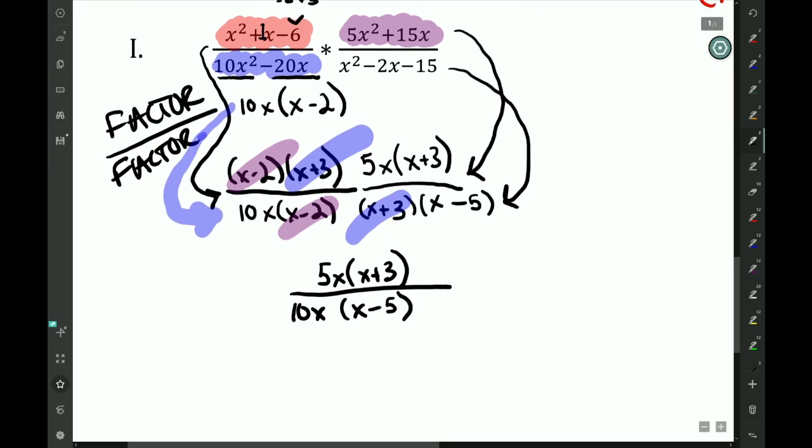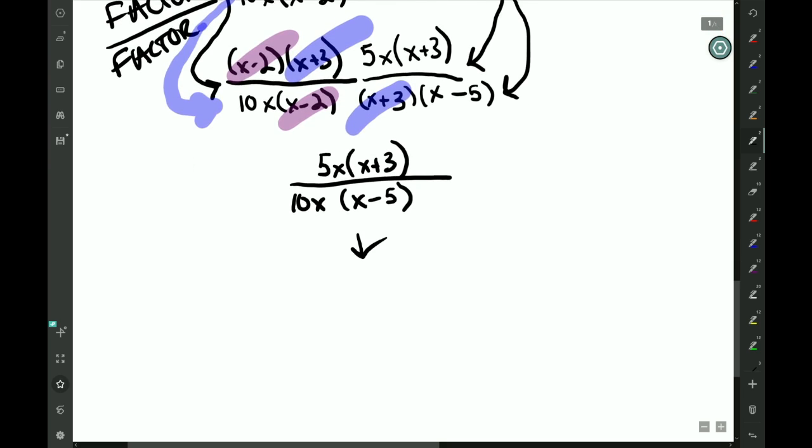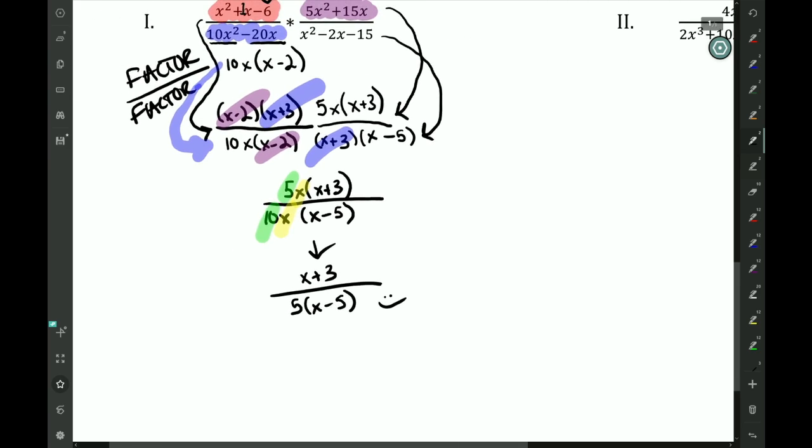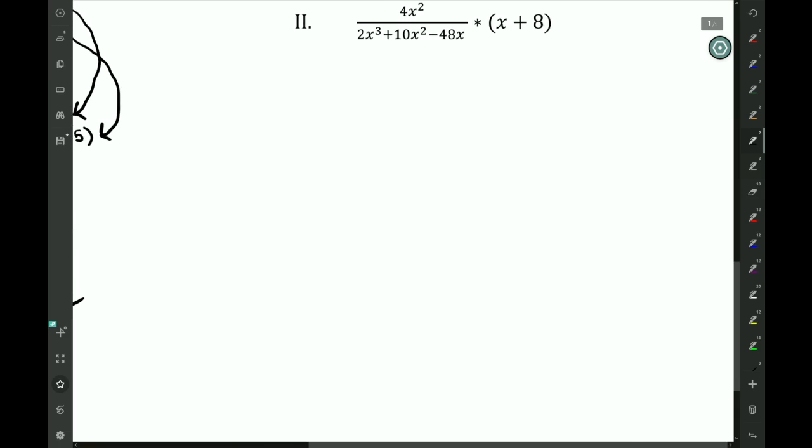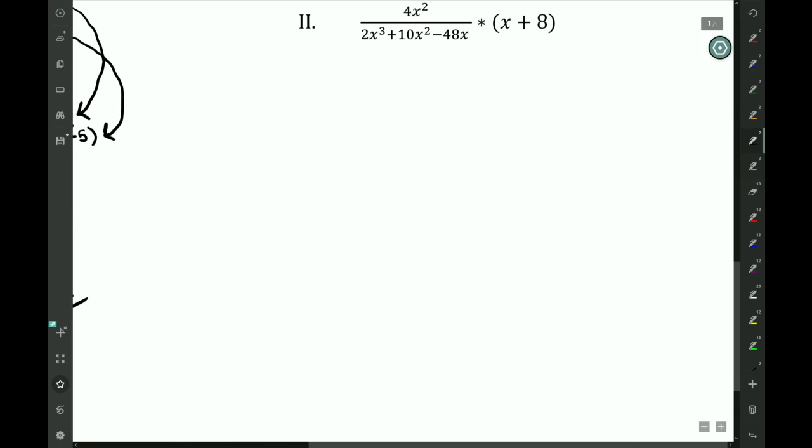And if you want to make it even prettier, what can happen here? Well, the x's will cancel, and also 5 and 10, and that will leave you with x plus 3 all over 2 times x minus 5. Okay, it's not too bad. It's a lot of factoring though. This next one here, don't let it scare you. It's really okay. It looks scary. Everyone sees this like, what in the world?